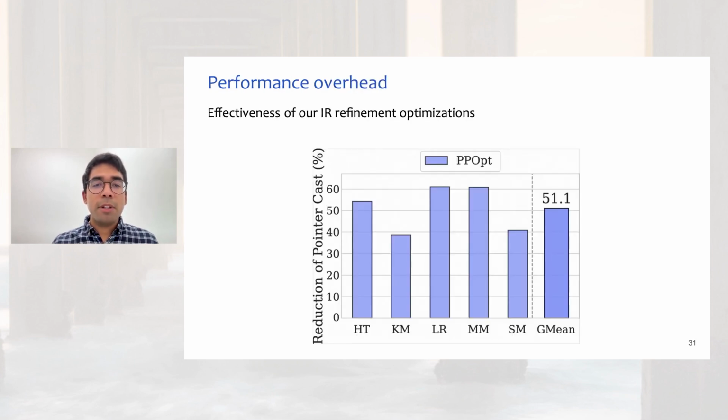In this plot, we are showing the effectiveness of our IR refinements. We can see that we're able to significantly reduce the number of times we cast pointers from or into raw integers. In most of these cases, we are simplifying stack pointer operations, as we'll see next.